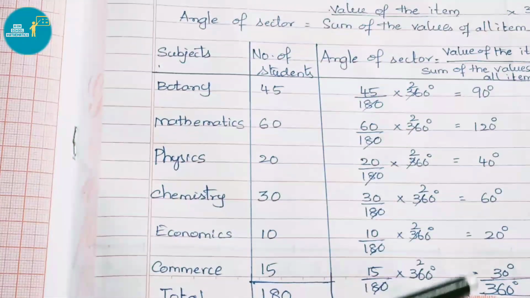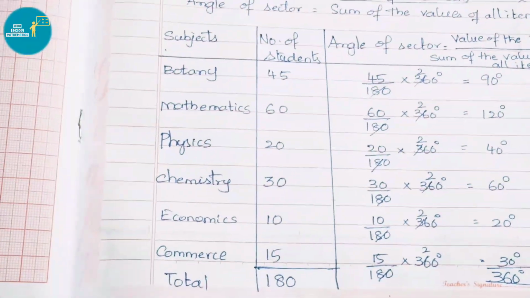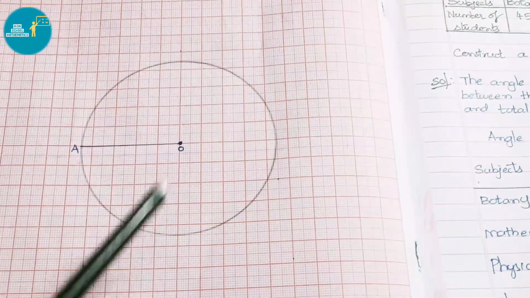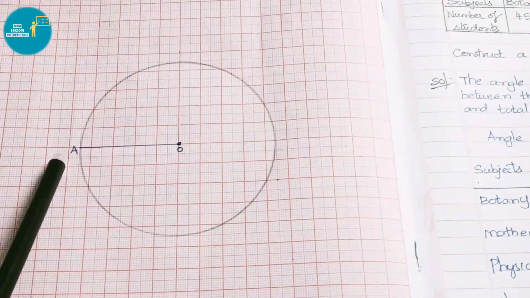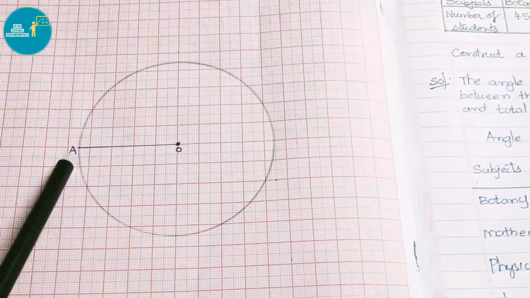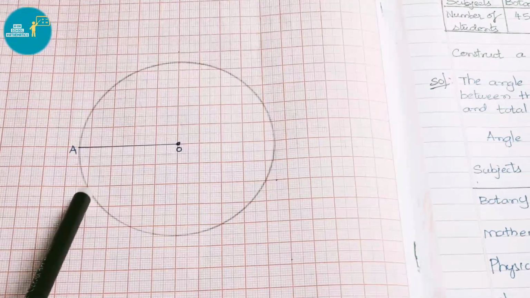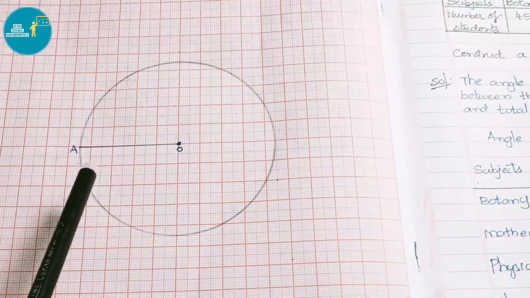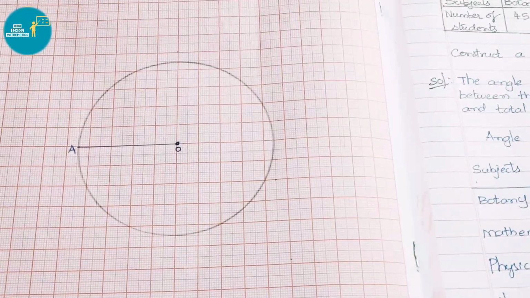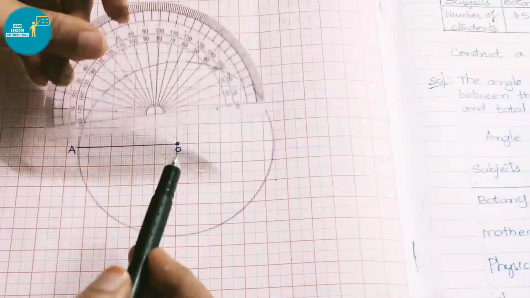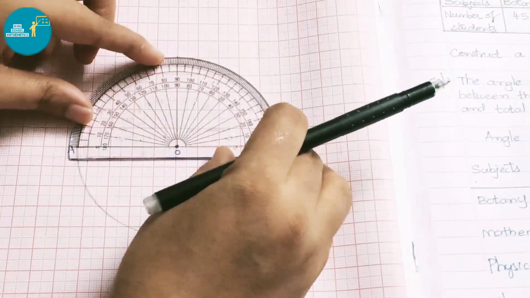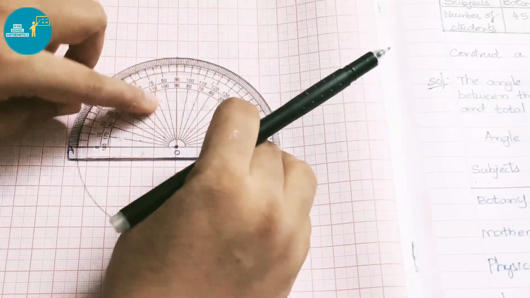Now using all these measurements, we have to draw the pie diagram. We have to draw a circle of any radius through center. Here we marked a point A and we join them. Using this baseline OA, we are going to mark botany 90 degrees on this pie diagram. Now first we have to place the protractor. This baseline must coincide with this line OA. Botany we got 90 degrees.